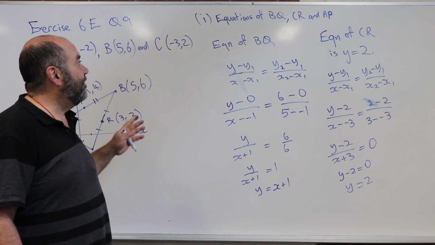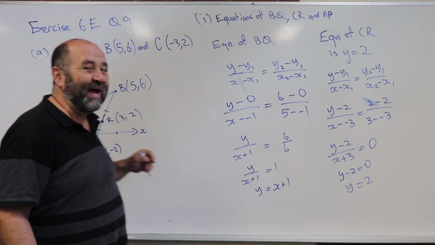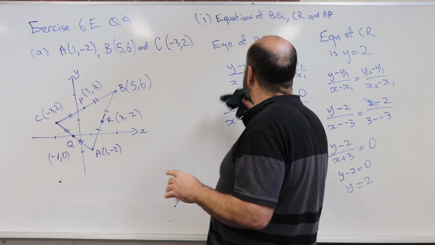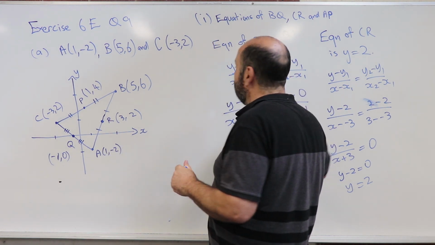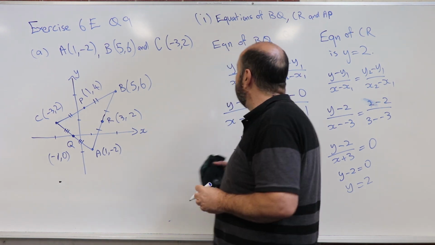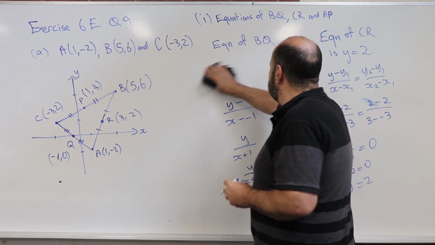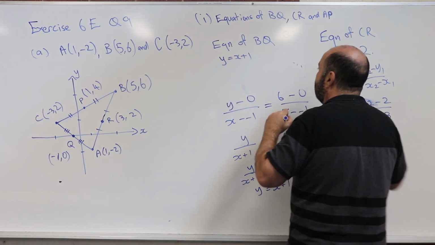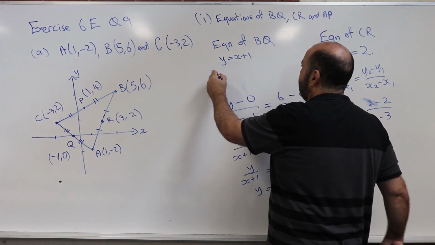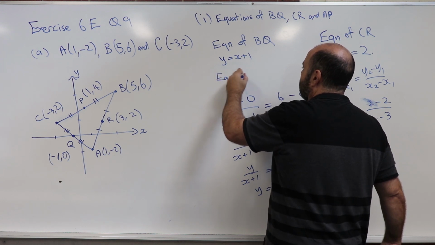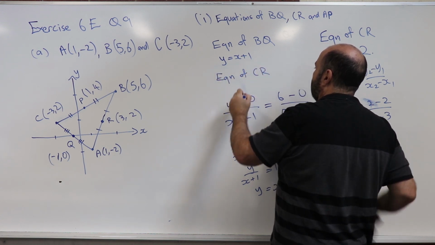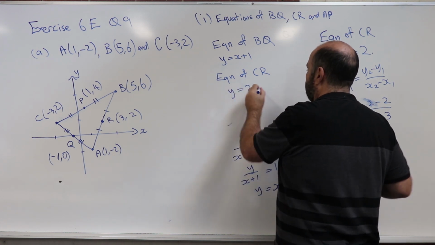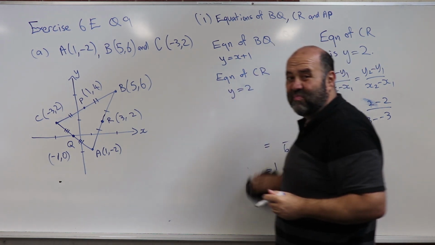Okay. So now we just need to find the equation of the line AP. I'm running out of board space, so I'm going to write down the equations of BQ and CR, and then work out the equation of AP. The equation of BQ we got was y equals x plus 1. The equation of CR was y equals 2. Now let's work out the equation of AP together.